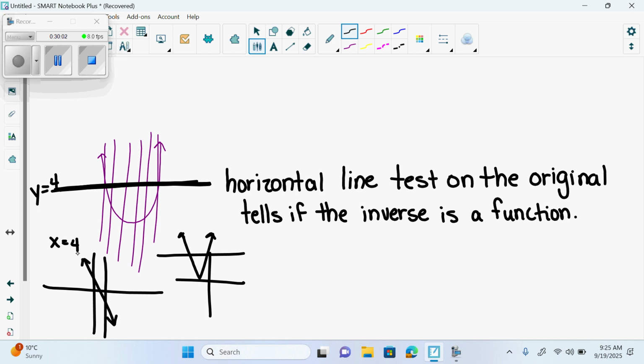Is it now a function? Yes. The original is a function and the inverse is a function. So where is the best place to get the most amount of function left? In the vertex. But watch. If I cut it further this way, is it still going to work? Yes. So, could I cut it one way or the other? Yeah.